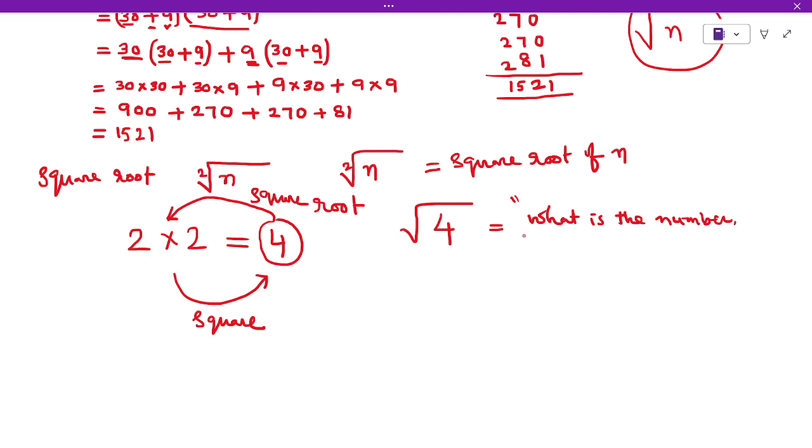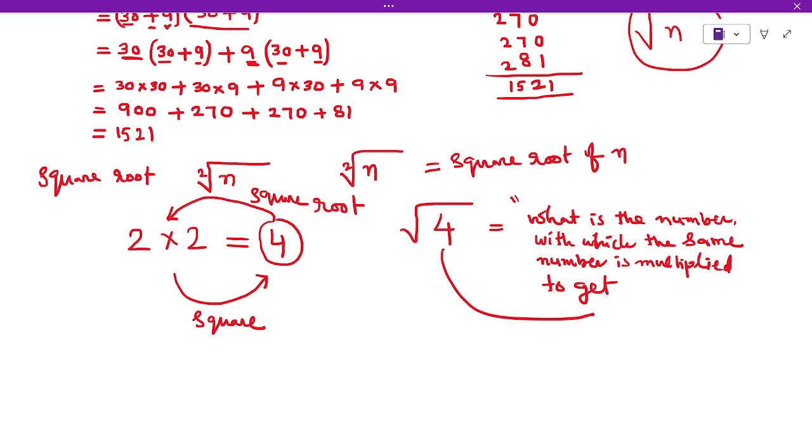What is the number with which the same number is multiplied to get this? The same number is multiplied to get this.